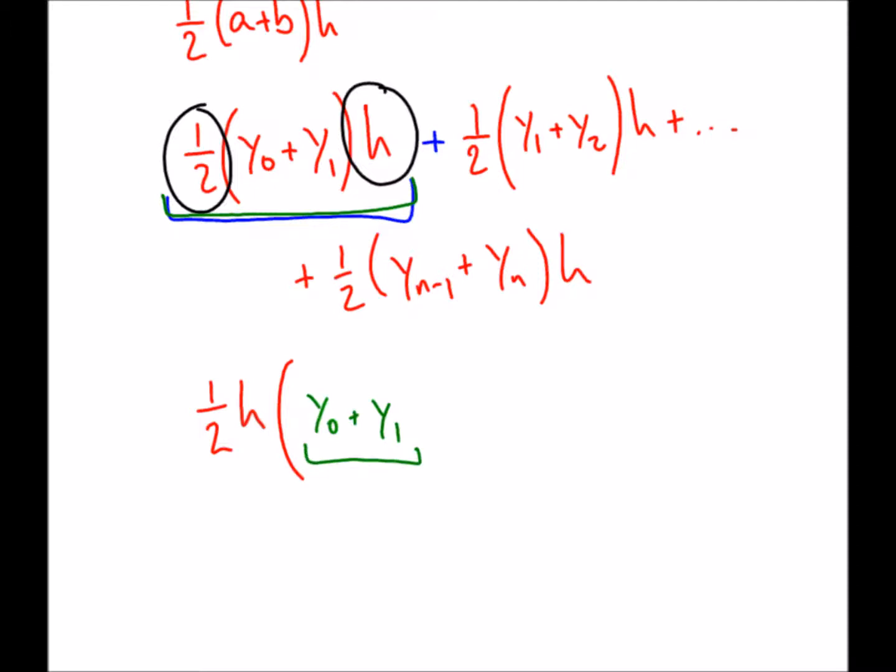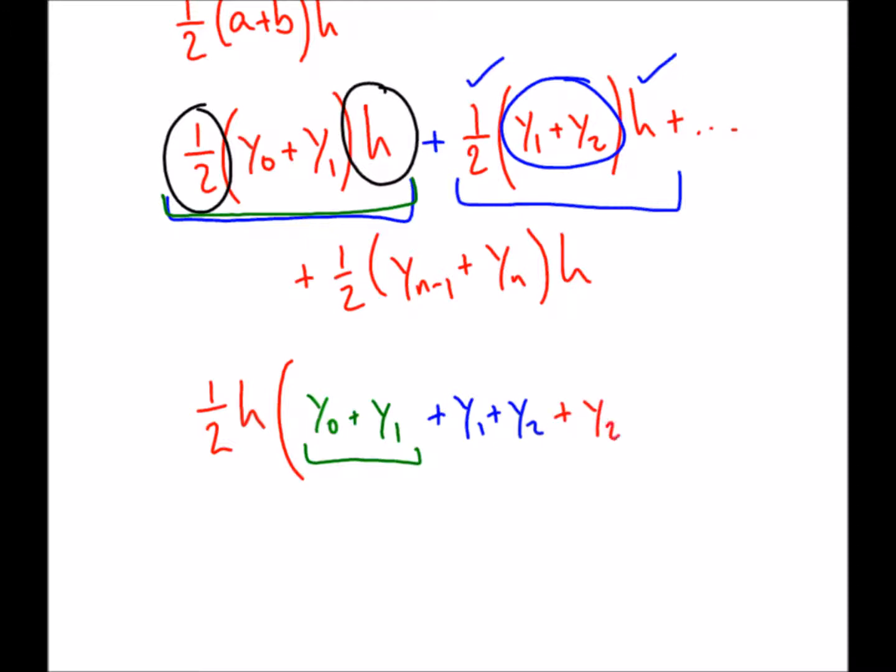And now, if I move on to the second trapezium, I already have the half h, so it's only the y1 plus y2 that I need. So I'm going to add those in. When I look at my third trapezium, you should be able to see a pattern by now. I'm going to get y2 plus y3. And that's going to keep on going until I get up to my plus ym minus 1 plus ym.